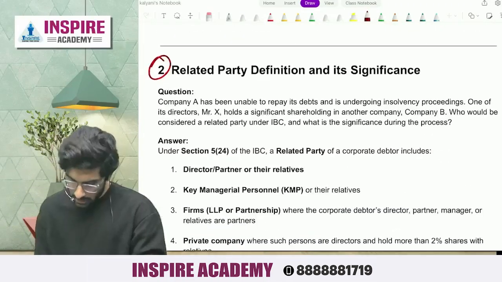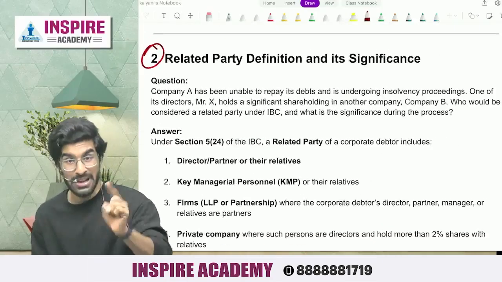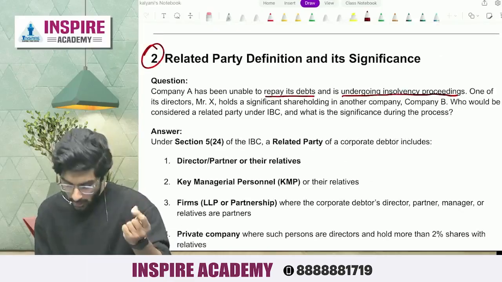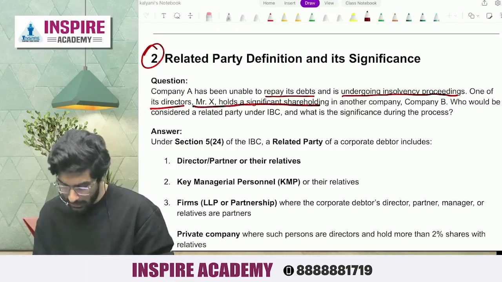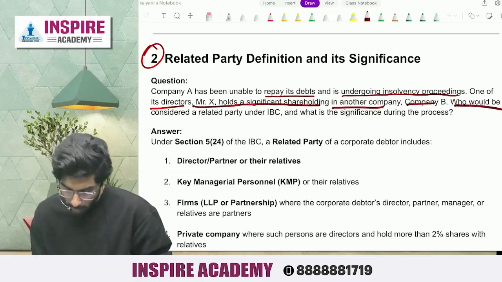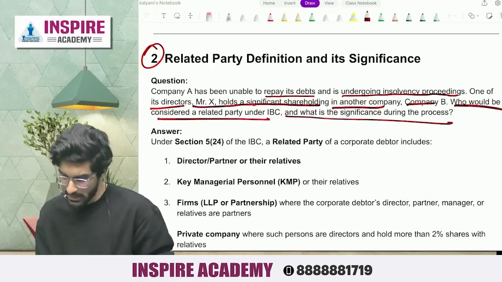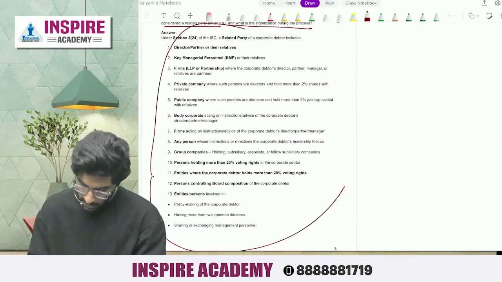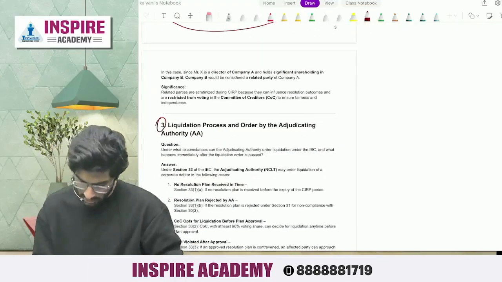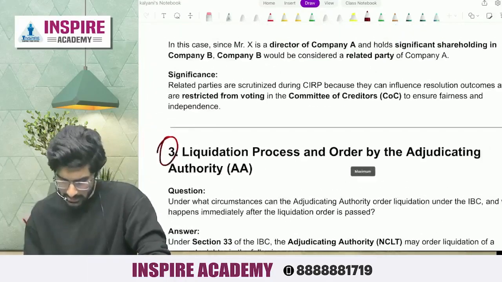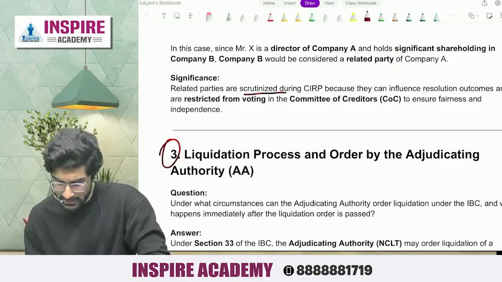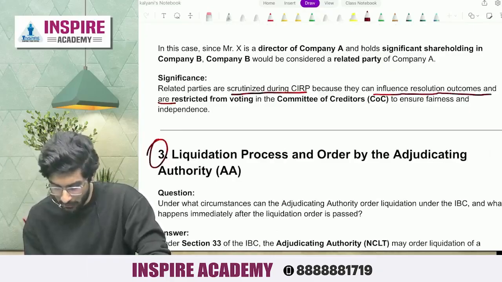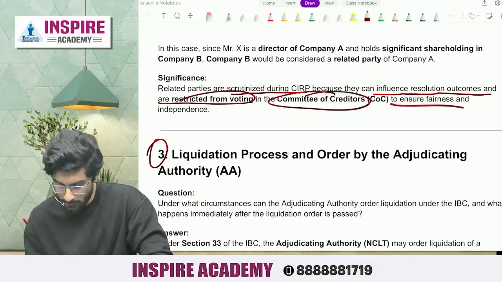Exclusion also we know. Next, what is the meaning? Company A has been unable to repay its debt and is undergoing insolvency proceedings. One of its directors, Mr. X, holds a significant shareholding in another company, B. Who would be considered a related party under IBC and what is the significance during the process? You have to provide all the related party points over here. That's it. Next, significance. Related parties are scrutinized during CIRP because they can influence resolution outcomes and are restricted from voting in the COC to ensure fairness and independence.